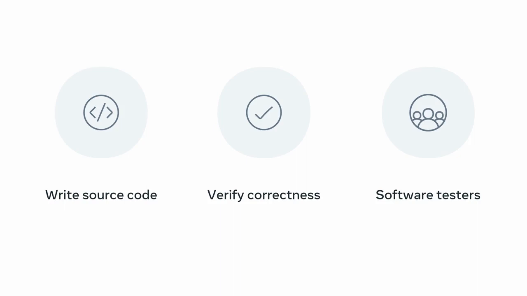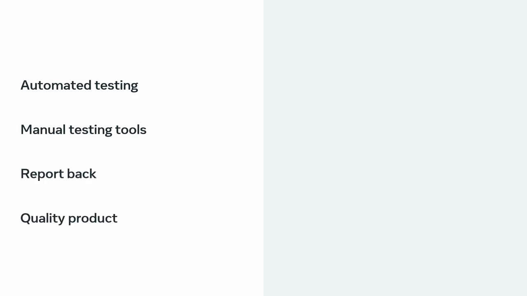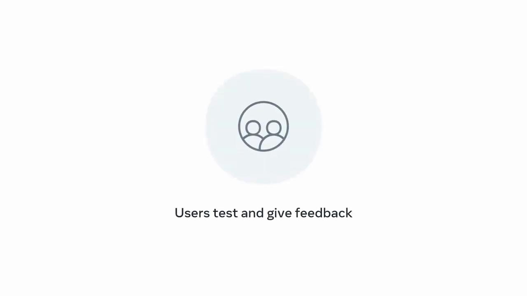Software testers use a combination of automated testing or manual testing tools to verify the correctness of the software produced by the developers. If any problems are found, they report back to the developers with the goal of producing a quality product in the end. After everyone is satisfied with how the software works, it's released to the users. Users are often also seen as software testers as they inform you of any problems by leaving reviews or using social media to provide feedback.